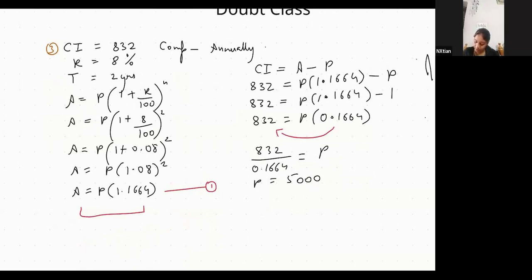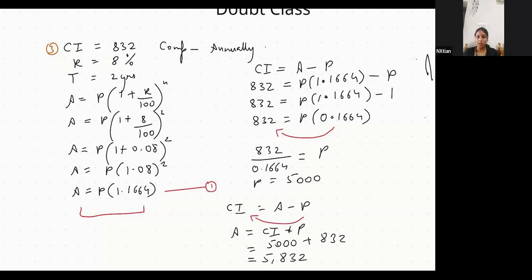I'll show you quickly by writing. Your CI is A minus P. So if I take my P on this side, I will get A. Amount equals CI plus P, the minus becomes plus. So 5,000 plus 832, 5,832 is my amount. Okay, is it clear? Yes, ma'am. Thank you.